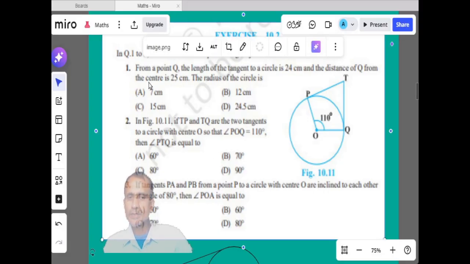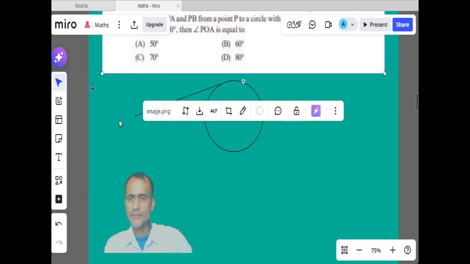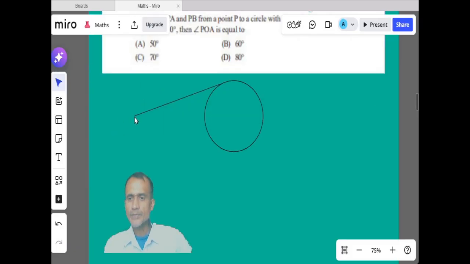So the first question is, from a point Q, the length of the tangent to a circle is 24 centimeter. So the length of tangent is 24 centimeter and the distance of that point from which the tangent is drawn is 25 centimeter. And we are required to find the radius of the circle. So we draw a figure. So this be a circle and this be the point Q.